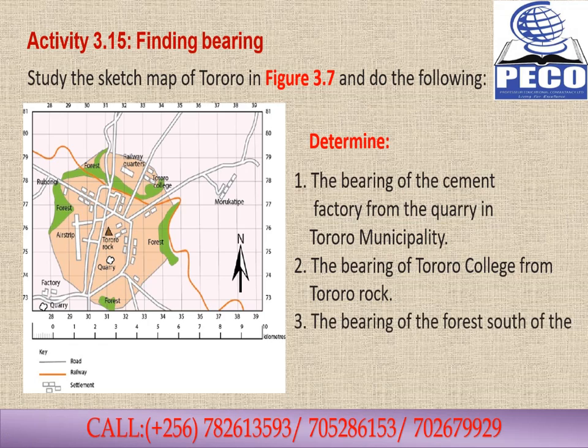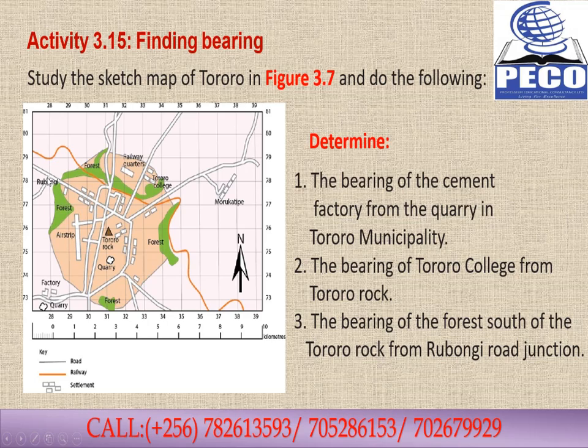Then they have told us to find the bearing of the forest south of Tororo Rock, which is here, because Tororo Rock is here, the southern direction is here, from Rubongi Road Junction. What is a junction? A place where two roads meet. So you just look for the place name. So Rubongi is here, the road junction is here, the forest is here. So we are finding the bearing of this forest from the junction.